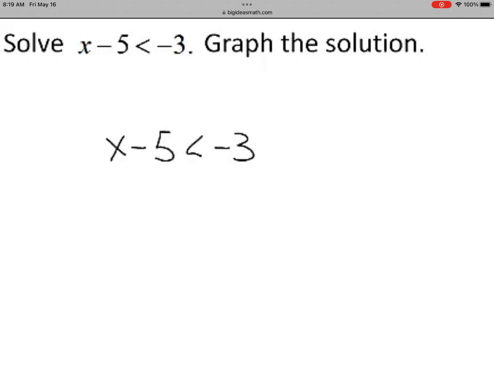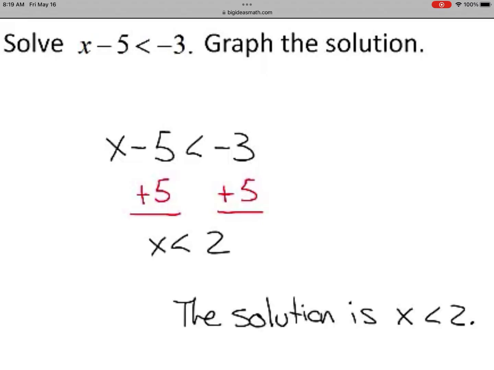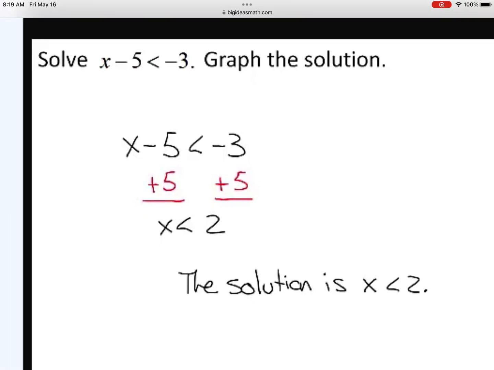Next use the addition property of inequality. Add 5 to each side of the inequality. Because negative 5 plus 5 is 0 and negative 3 plus 5 is 2, x is less than 2. So the solution is x less than 2.